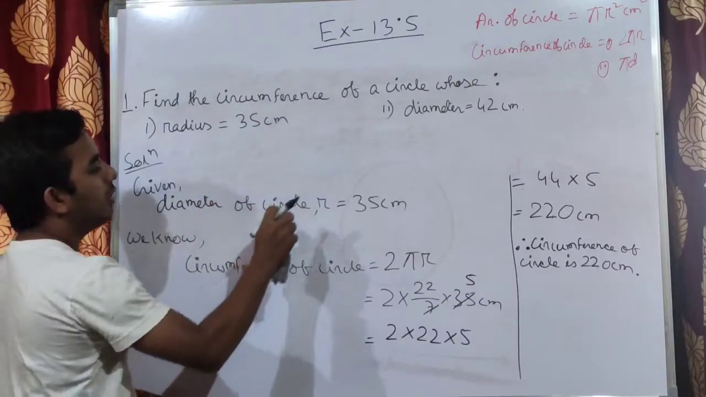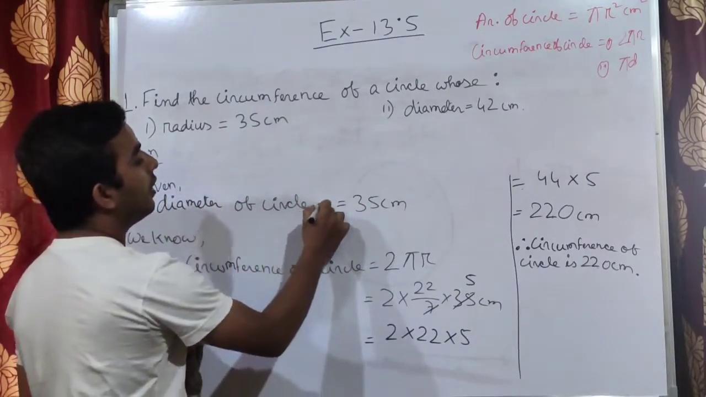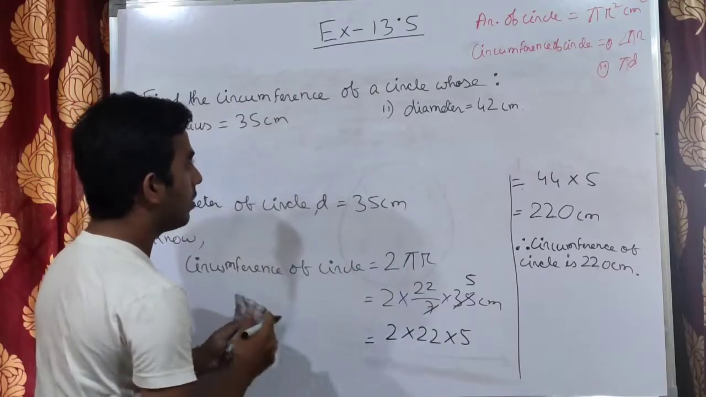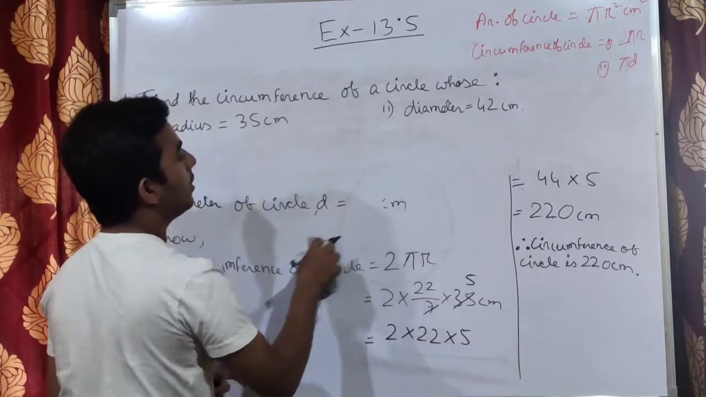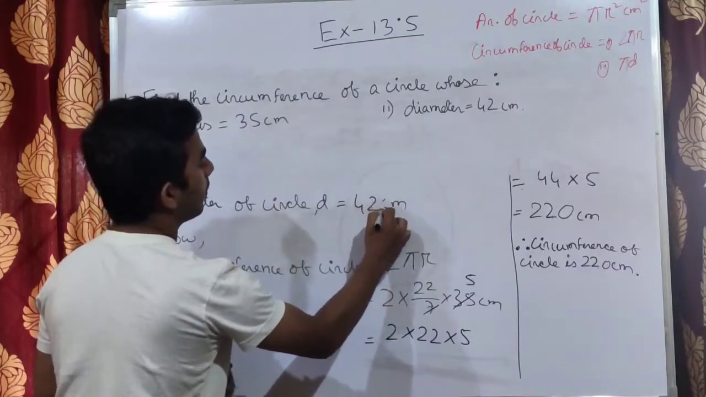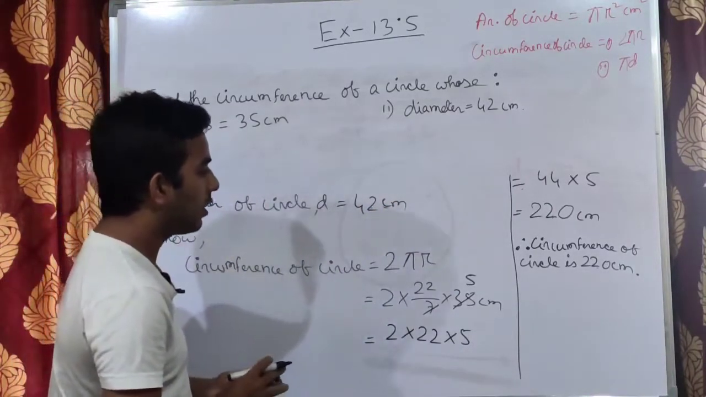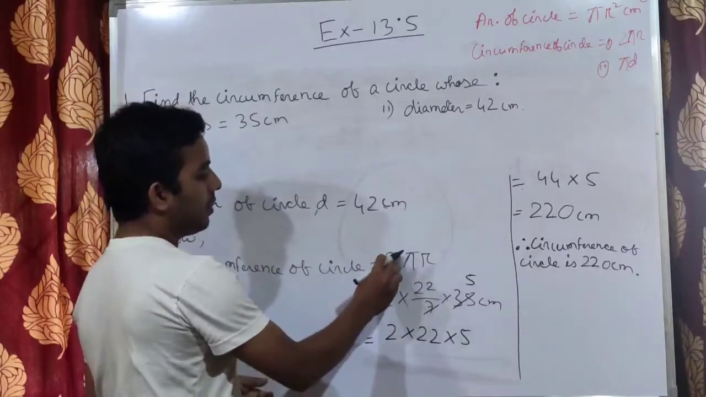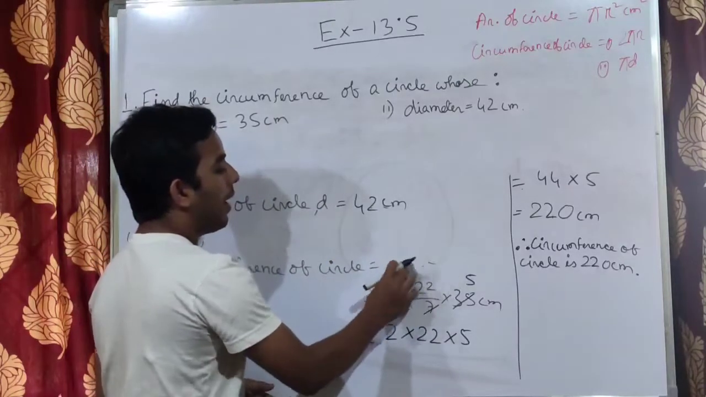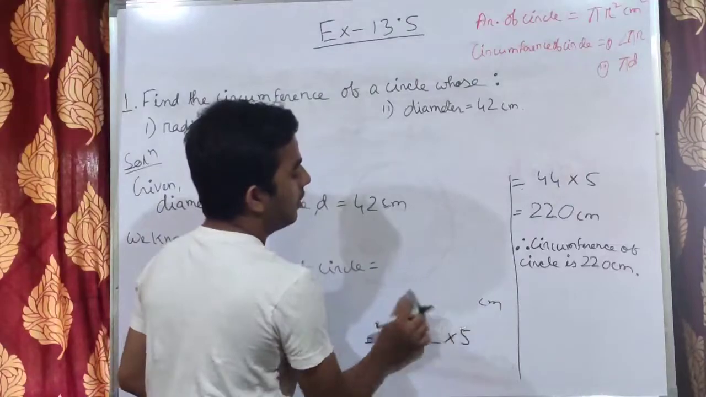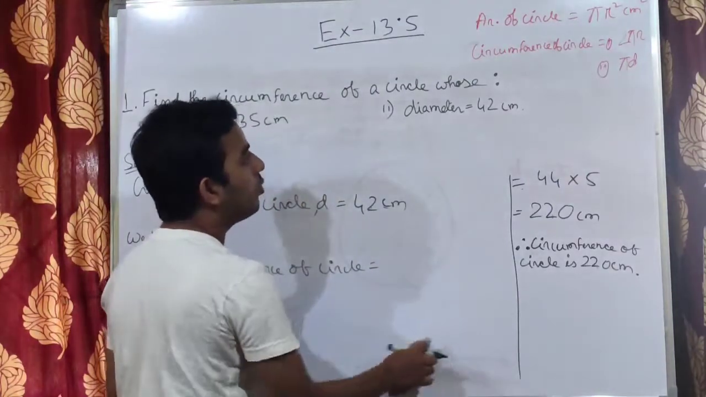Diameter of circle, d equals 42 centimeter. Then we know the circumference of circle. When diameter is given, its formula is what? Pi d. That is 22 by 7 into 42.